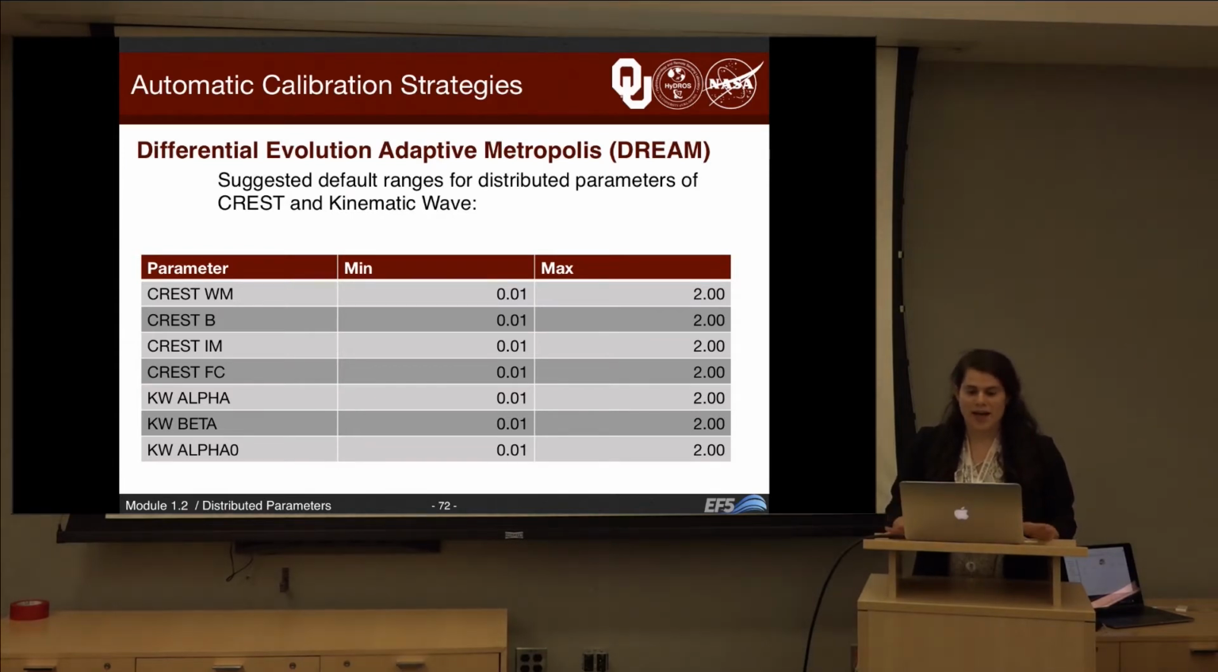We have a guide for automatic calibration strategies. These are the suggested default ranges for distributed parameters of CREST and kinematic wave. For CREST, we have the distributed parameters for WM, B, IM, FC. And we recommend using ranges from 0.01 to 2.00. So we're saying that the grid is fairly accurate with the numbers that they portray, but they might vary by a certain margin. And we account for that for all of the distributed parameter grids.